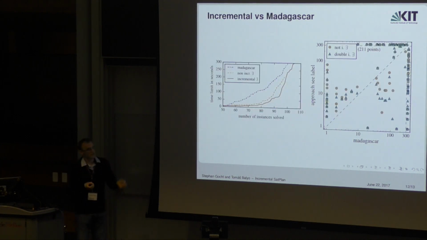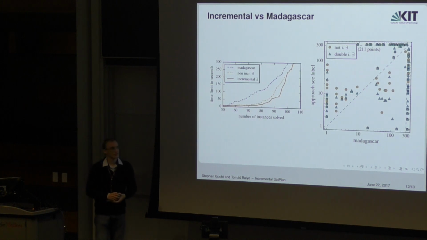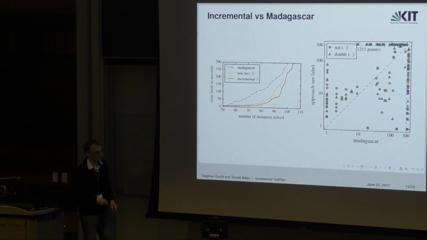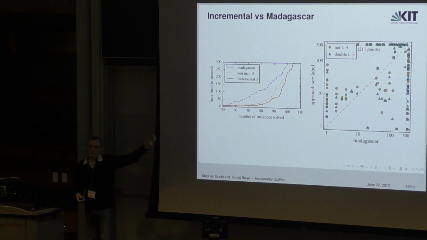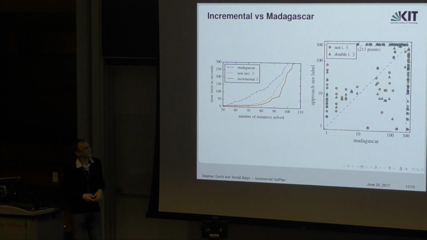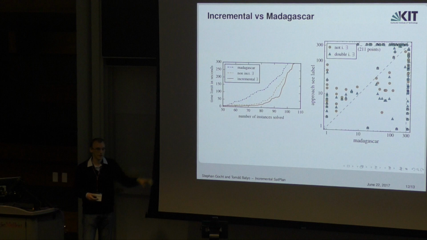Okay, then of course it's interesting, how do we perform in comparison to Madagascar? What is interesting here is that even the non-incremental version seems to be much faster on the cactus plot. And with the double-ended incremental version, we can overall solve more instances. But if we look at the right side, again, a log plot comparing on a problem basis, it's both the existential encoding, like we use the same encoding Madagascar uses. We can see that these two approaches are really complementary.